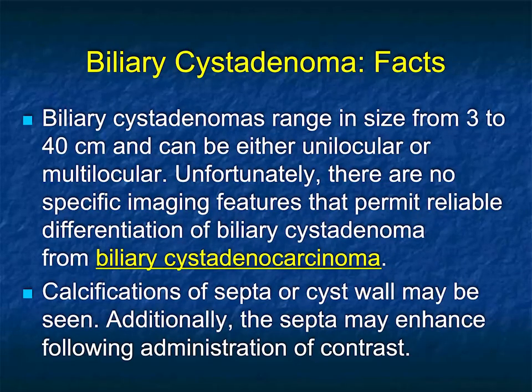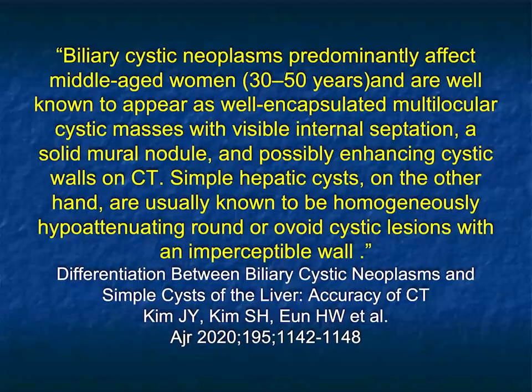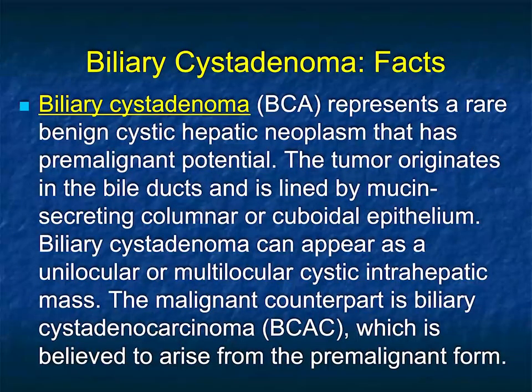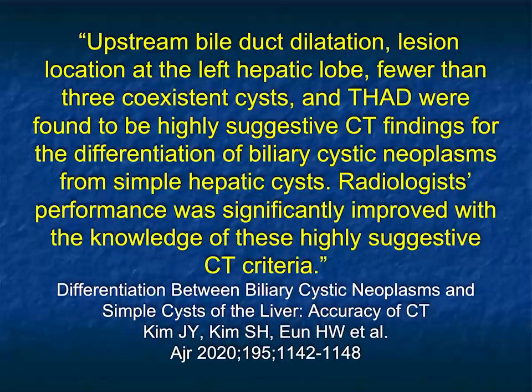And again, the septa may enhance and occasionally may calcify. From a perspective of demographics, more common in women aged 30 to 50, so it's a little bit younger than some of the cystic metastases, so it's something at least you should think about. And I think it's pretty easy to distinguish them from simple cysts of the liver. So again, very important, and the pathology would be mucin-secreting columnar or cuboidal epithelium. So very, very important.